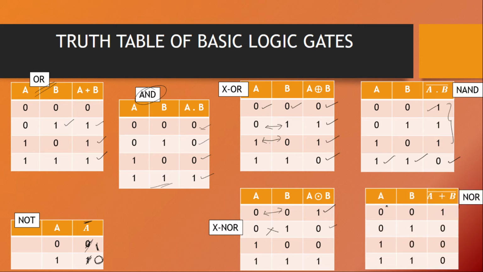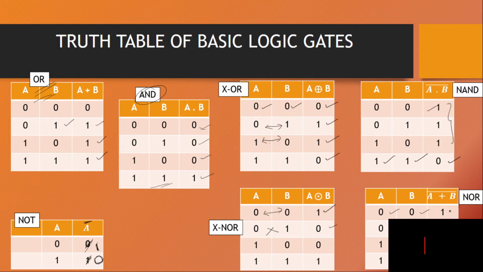Then we have the NOR operation, which is exactly the opposite of the OR operation. The opposite of OR, which is 0 1 1 1, is 1 0 0 0. So when both the inputs are 0, the output is 1. Otherwise, the output is 0. So that is the NOR operation.